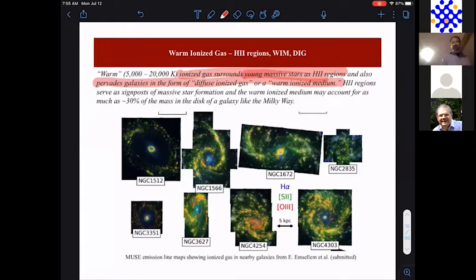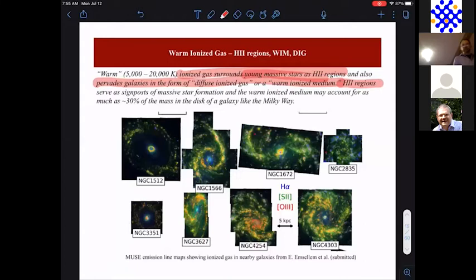So this warm ionized gas ends up being incredibly important in studies of how galaxies form and evolve, because not only do the HII regions serve as signposts that massive star formation is happening, but as we'll see in just a second, the warm ionized medium offers us diagnostics, especially to the abundance of heavy elements, but to the physical conditions and the power sources that are present in the galaxy.